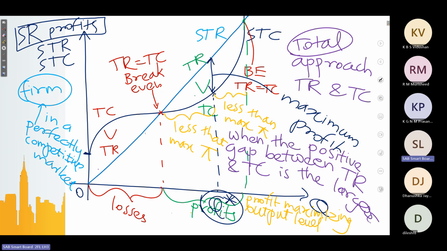Do we have a positive gap here? No, it's a negative gap. Total revenue is less than total cost. So here we have a negative gap between total revenue and total cost. Positive gap is found only over this range, and the largest positive gap is here. That is why we identify it as the maximum profit.